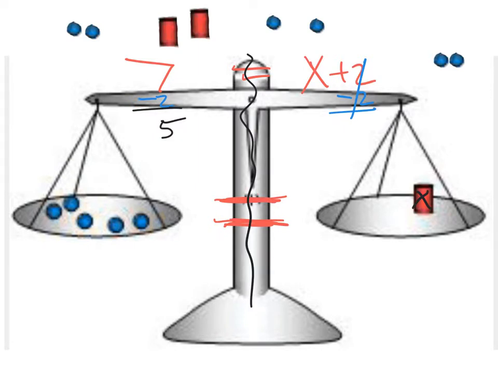So what do we have now? We have x equals 1, 2, 3, 4, 5. And that's exactly our answer. X equals 5. X equals 5. I hope that helps to give you the visual of what an equation is like.